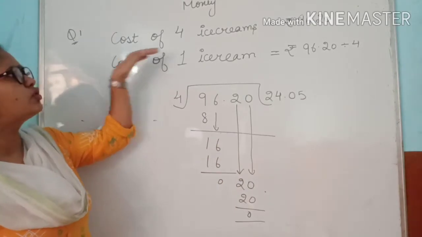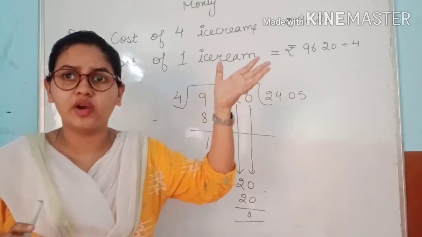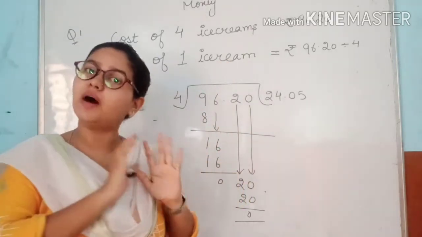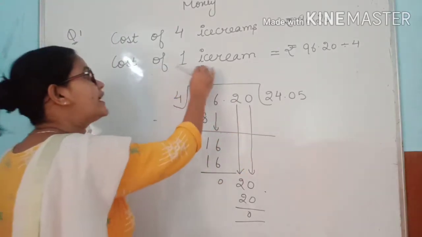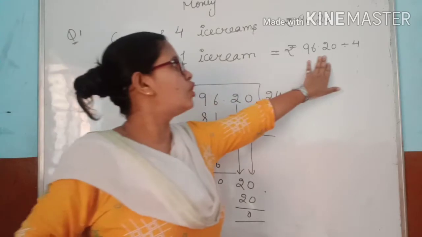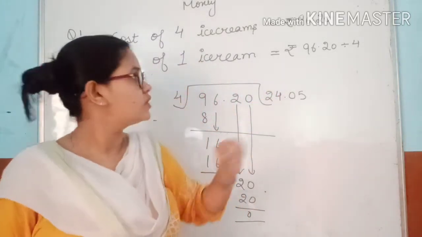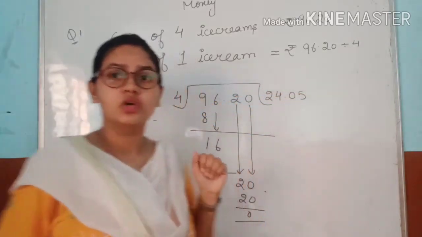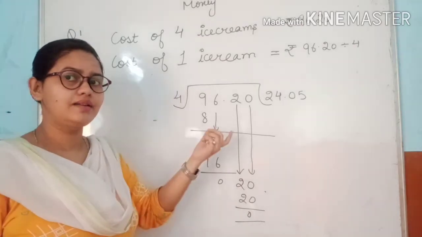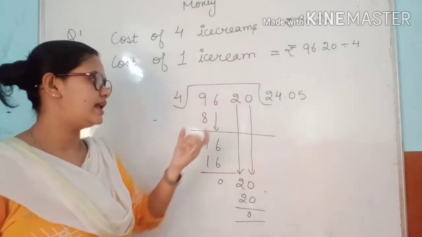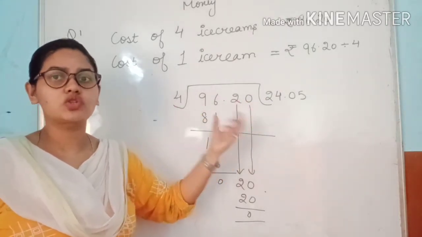So we know that the cost of 4 ice creams is rupees 96.20 paise. We know the amount. Now what we have to find is the cost of one ice cream. So what will we do? We will take a division. Let's do the division. You can see 4 will be the divisor and the dividend will be our cost, and now we are going to find our answer, which means the cost of one ice cream.